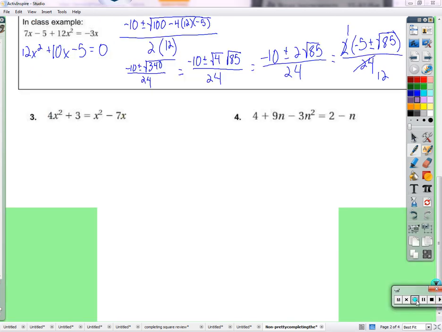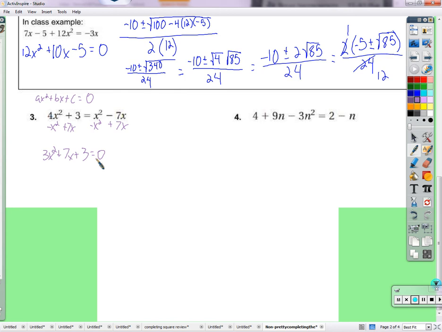Okay. So first, we need it to look like ax squared plus bx plus c equals 0. So we need to get everything on one side. Minus x squared minus x squared gives us 3x squared plus 7x plus 3 equals 0. It's got to look like that before we can ever use the quadratic formula.